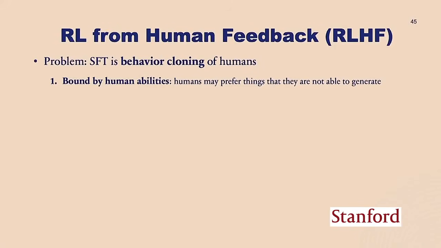So if humans won't generate the things that they think is actually the best thing to generate. So if you ask me to write a book, I mean, I can definitely enjoy a book. I can probably say one book is better than another, but I'm definitely not going to be as good as writing the book that I want to read. So you're going to be bound by the human ability to generate things, even though the humans might be better at distinguishing between things. That's one issue.